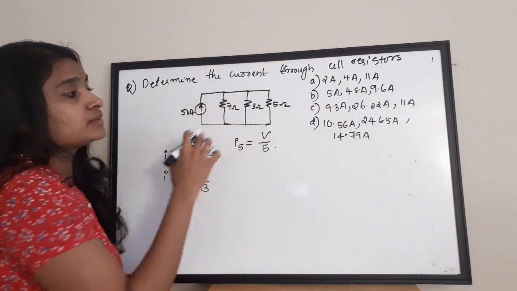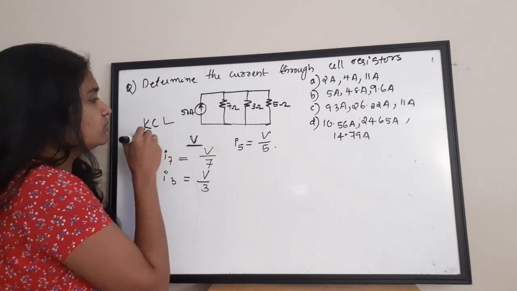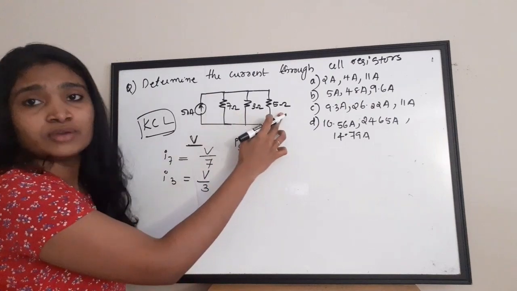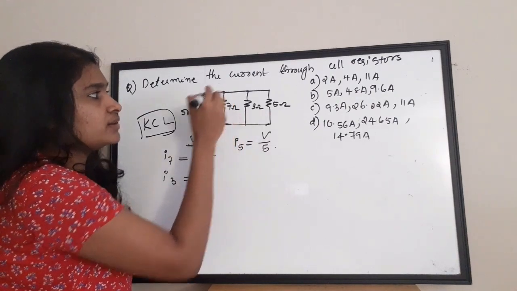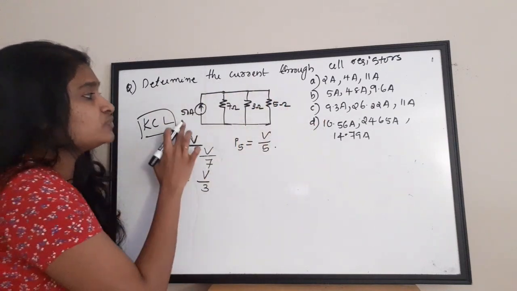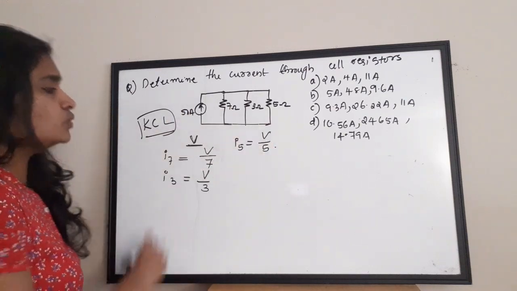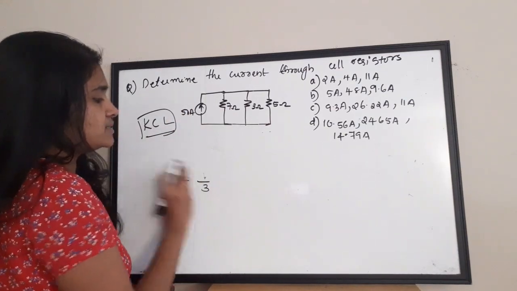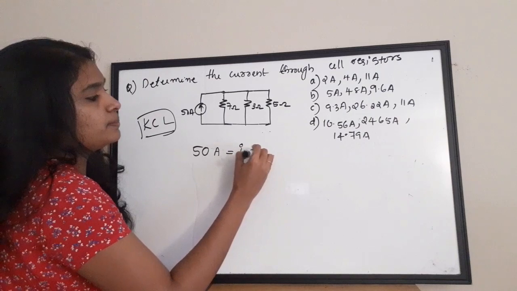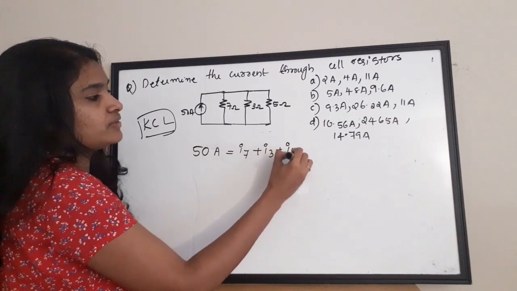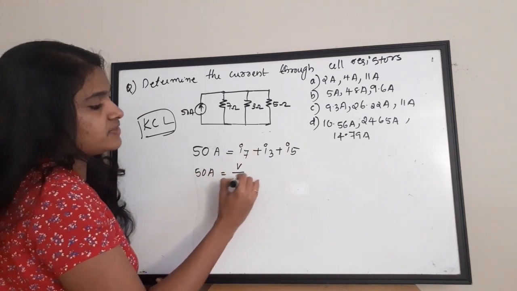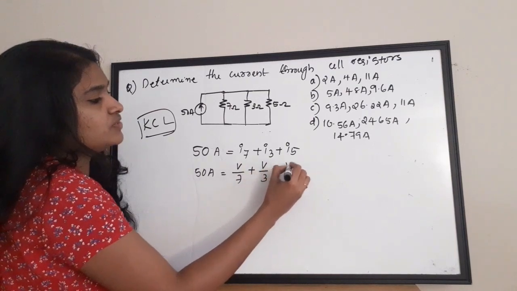Now, if we apply the Kirchhoff current law, we know that this 50 ampere is being split across the 7 ohm, 3 ohm and 5 ohm, right? If you apply the Kirchhoff current law across this node, the current is being split across these 3 resistors. That is, 50 ampere is being split. So you can write the equation as 50 ampere is equal to I7 plus I3 plus I5, right? So 50 ampere is equal to V by 7 plus V by 3 plus V by 5.